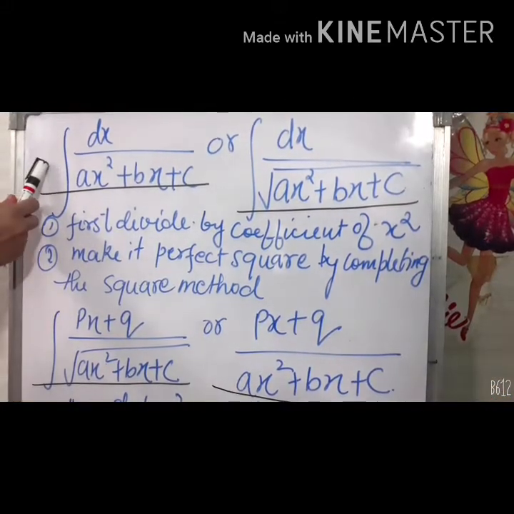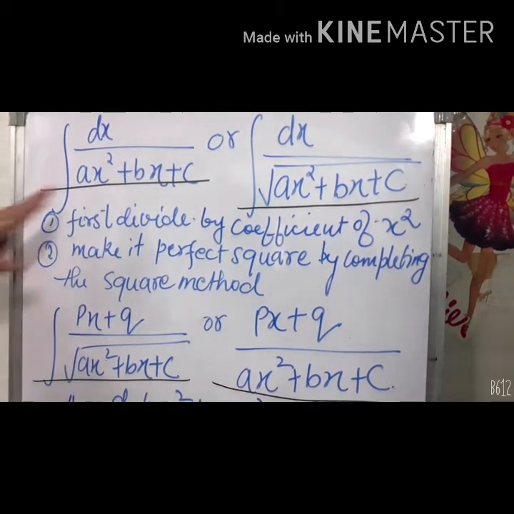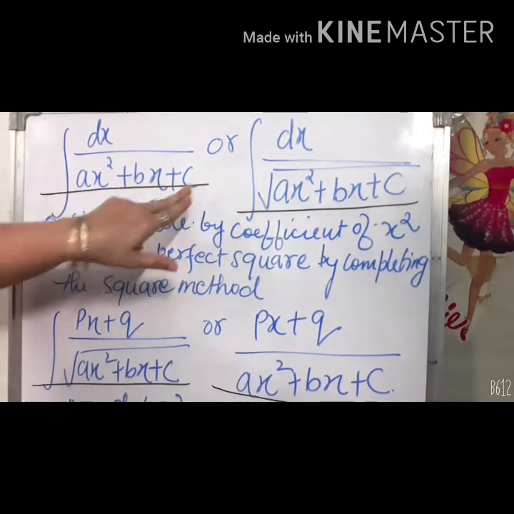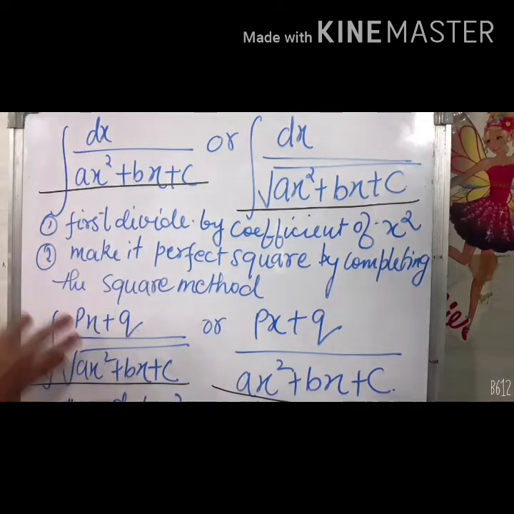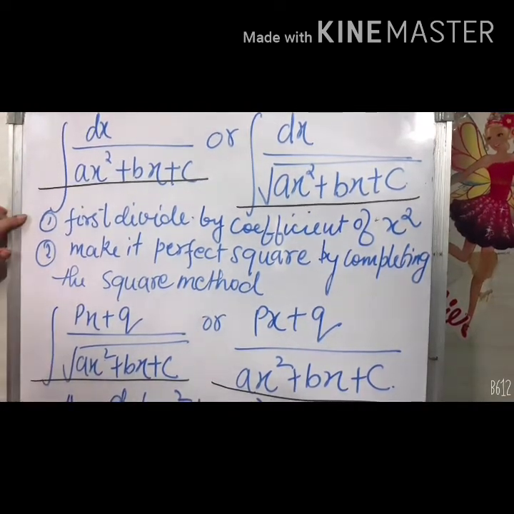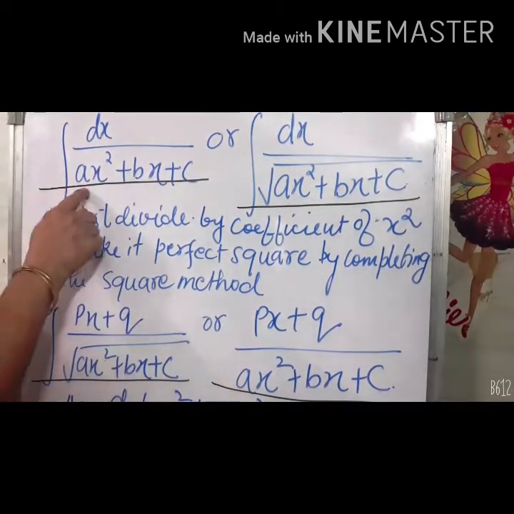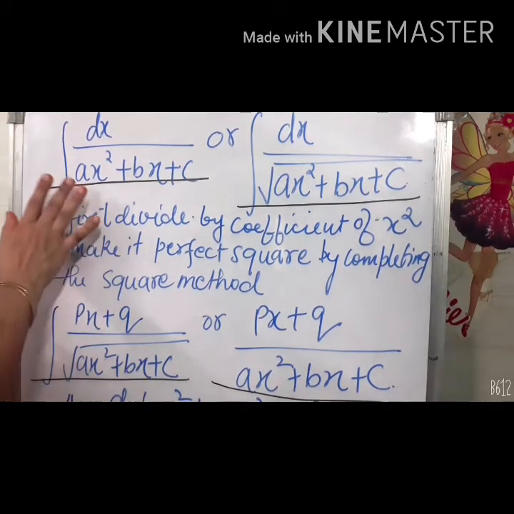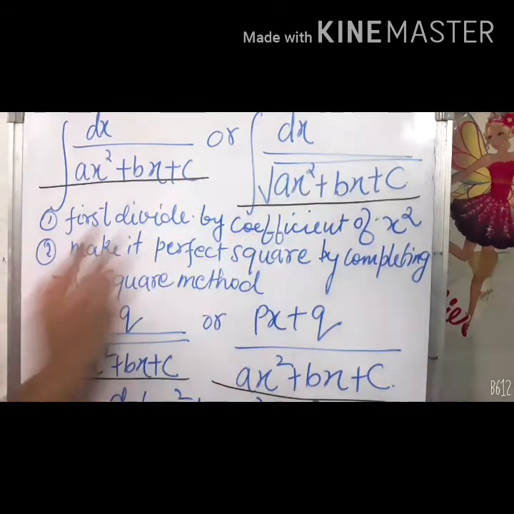Now first is this form, dx by ax square plus bx plus c. This is a quadratic form, and this is also a quadratic form, but the difference is that it has a square root there. So how to solve these integral forms, I wrote the steps. First step is to divide by the coefficient of x square if it is there. If it is 1, there is no need to divide. But if 2, 3 or anything is there in place of a, the first step is to divide it.